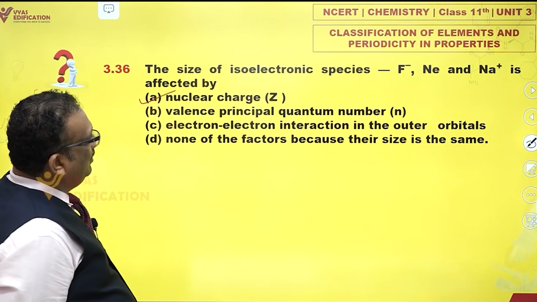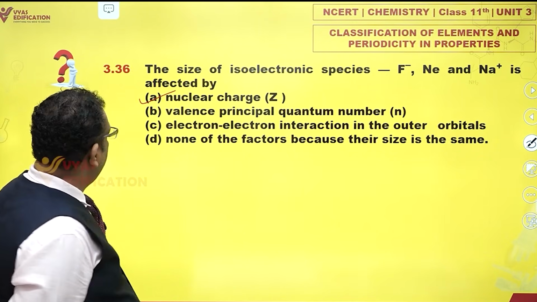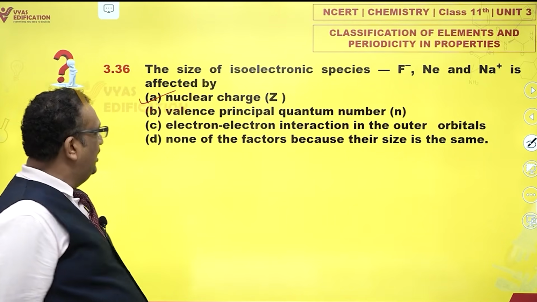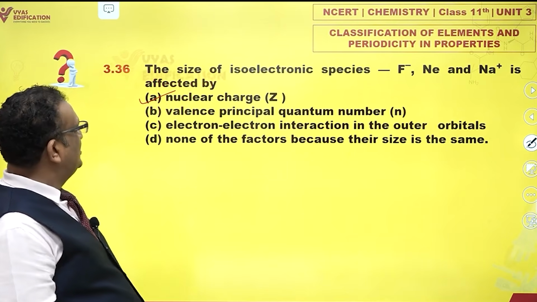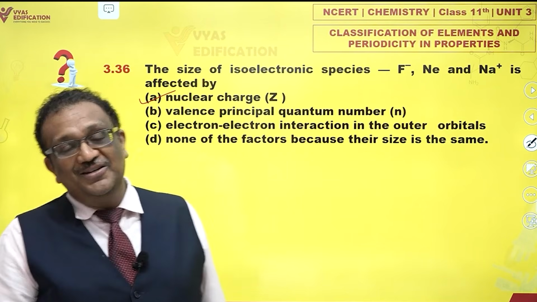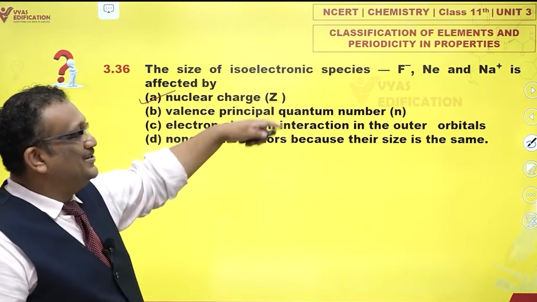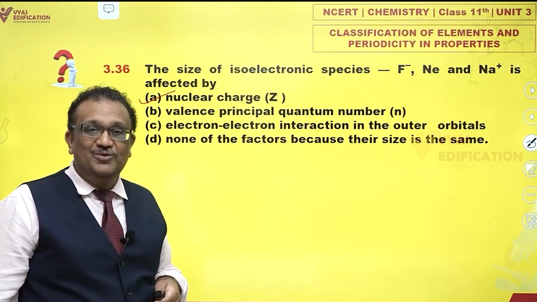Valence principal quantum number N is the same for each of them. Electron-electron interaction in the outer orbitals is the same for each of them, and none of the factors explain why their size is the same. That is wrong. Nuclear charge is the key for comparing the size of these isoelectronic species. Each of them contains 10 electrons, please note.